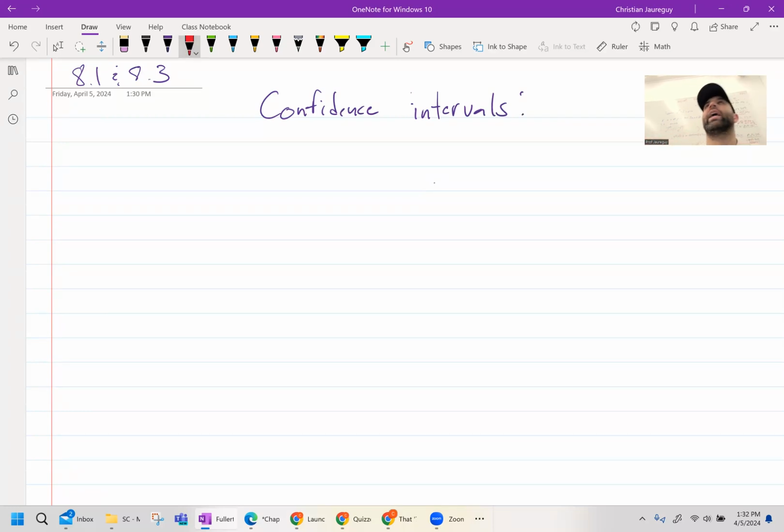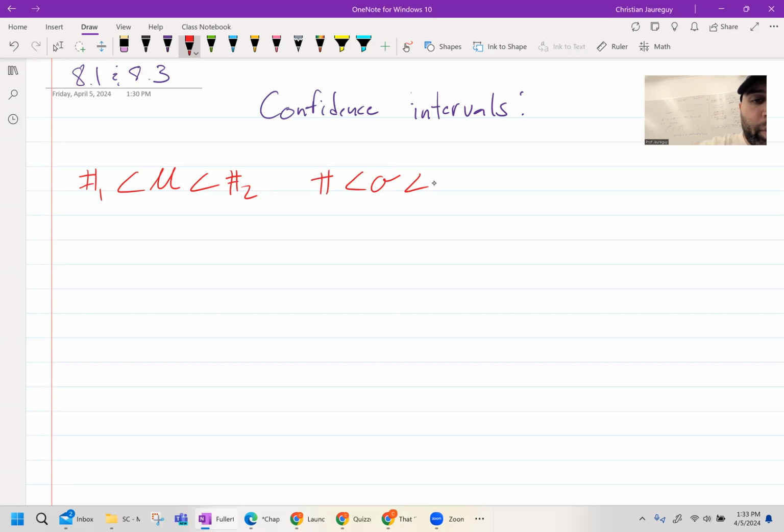And what we want to say is basically give an educated guess of some parameter. And remember, a parameter is something that describes a population: mu, sigma, p. So we'd want to say something like, hey, mu is between some number 1 and number 2. Sigma is between some other number 1 and number 2. And then maybe p is between some number 1 and number 2. That's the goal of confidence intervals.